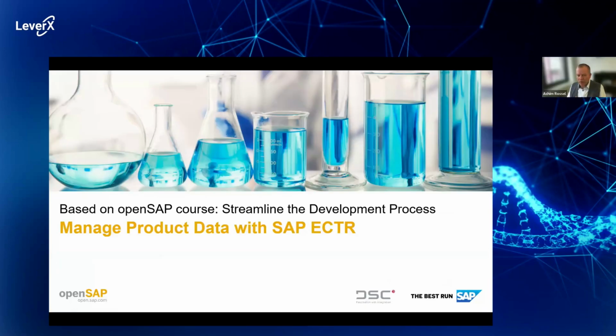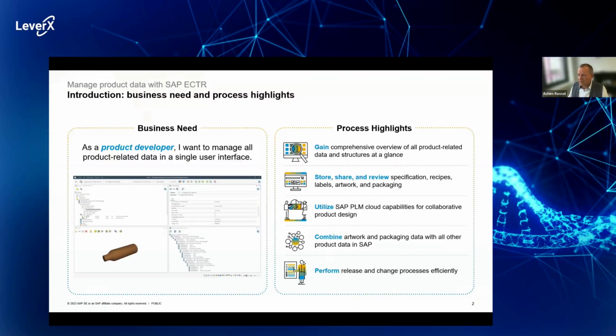So what I have here for you is just a brief introduction into what ECTR can do for the process industry. It's basically an extract of what we've created as part of an open SAP course. So it's also from SAP's perspective, the solution to bring together all the product development data for the discrete, but also for the process industry side. The PowerPoints will be shared, and there'll be a bit more content coming there.